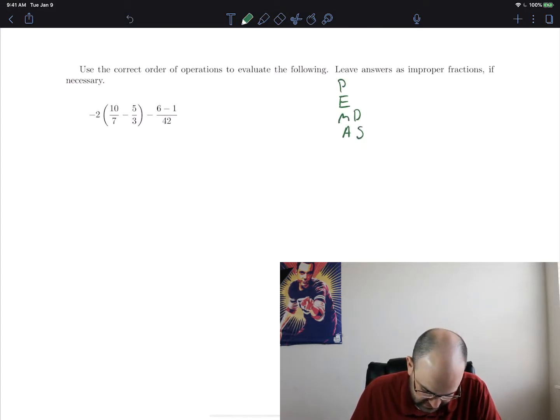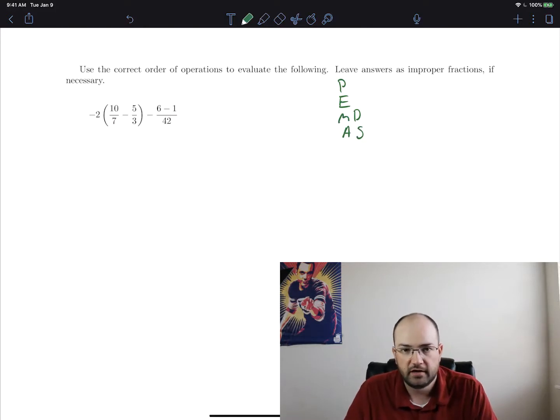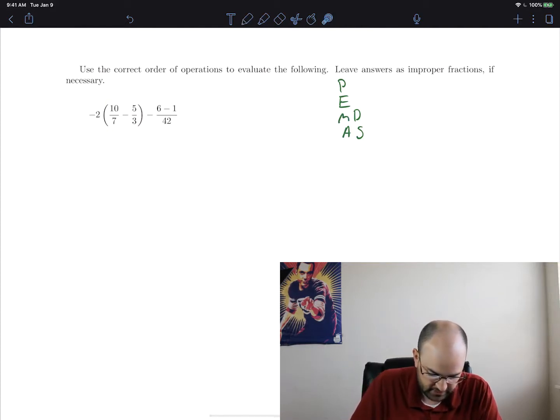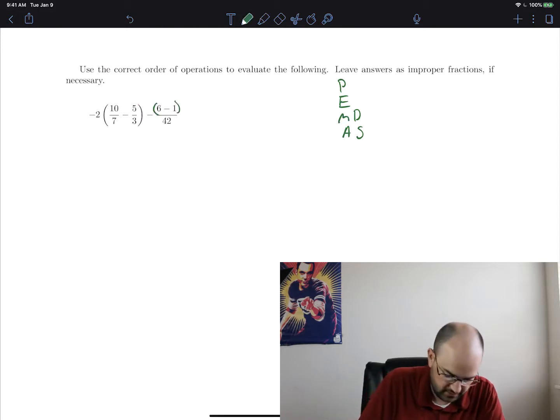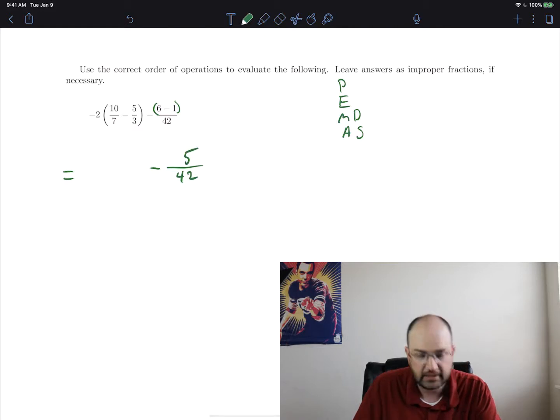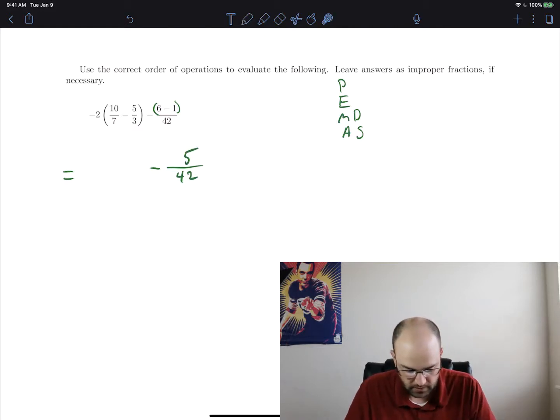Please excuse my dear Aunt Sally, or any other crazy expression that you have. Now, notice that we do have a set of parentheses here, but we have an understood set of parentheses here as well. So technically, for this, we actually need to evaluate two different sets of parentheses. Over here, it's actually pretty simple. 6 minus 1 is just 5. So I'm just left with 5 over 42.